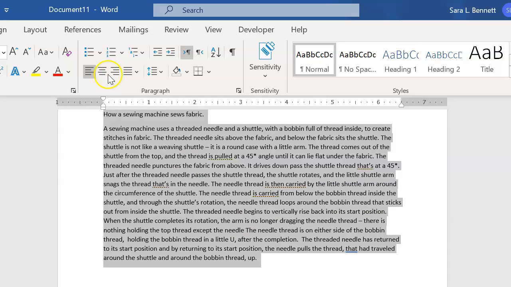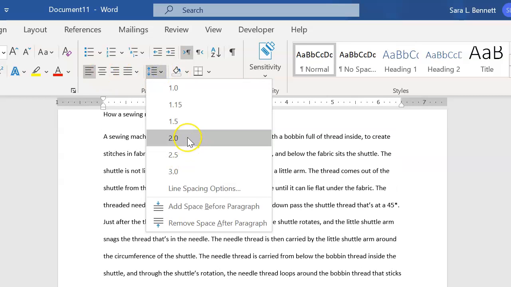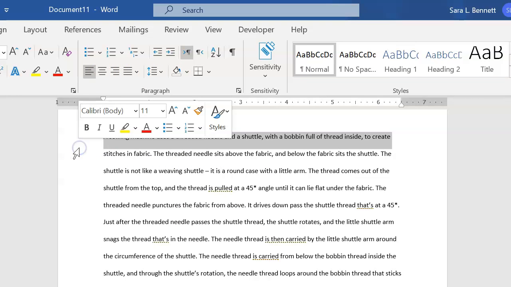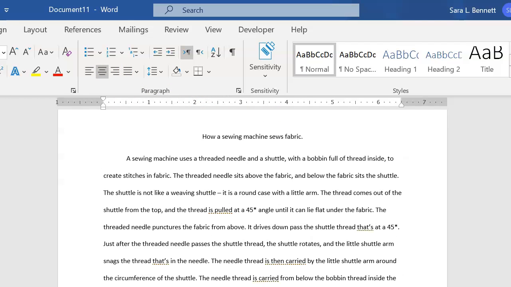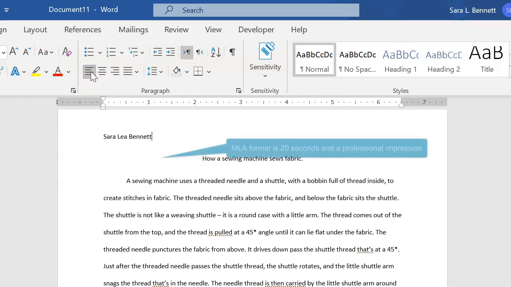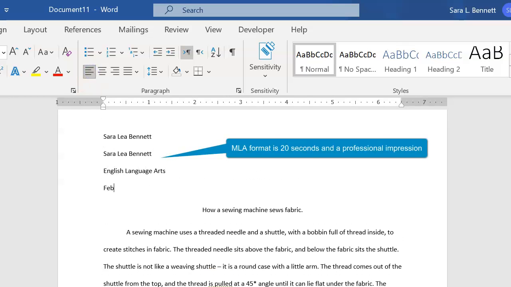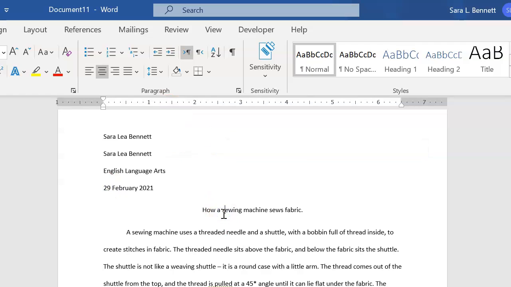However, it's not MLA style, so I will double space my work. I will indent my first paragraph. I will center my title. I should add some capitalization in here as well. I want to add my information on the left. I fix my capitalization. I have a good first draft. It is by no means perfect, but it allows us to have something to start with.